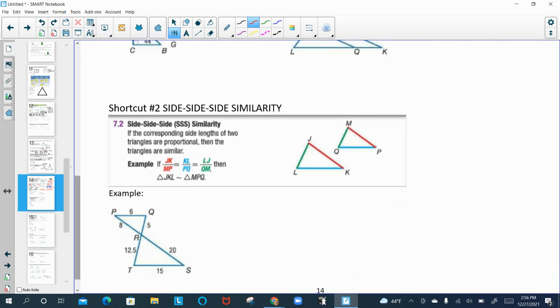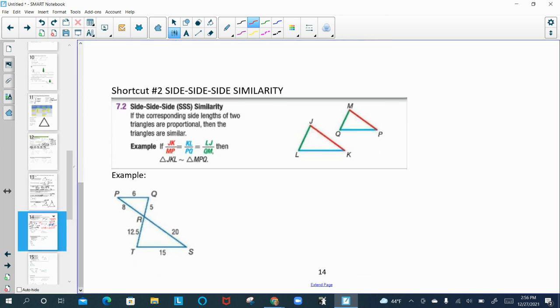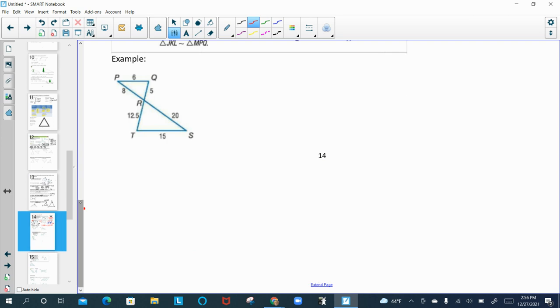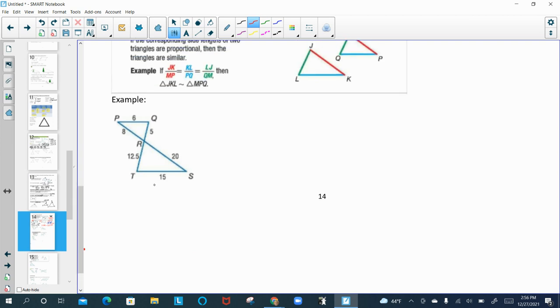Now, what side, side, side says is that if the corresponding side lengths of the two triangles are proportional, then the triangles are similar. That means that the ratios have to have the same scale factor. So I'm going to extend my page just a little bit. When we look at these two triangles, you can tell that the small one is on the top and the bigger triangle is down here on the bottom. And remember what we did? We labeled small, medium, large, and we labeled small, medium, large.